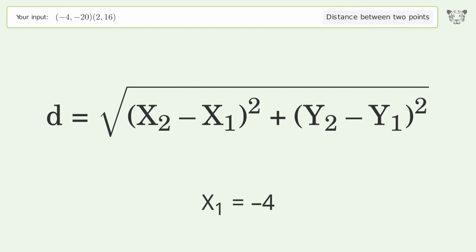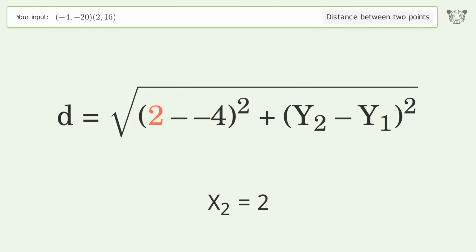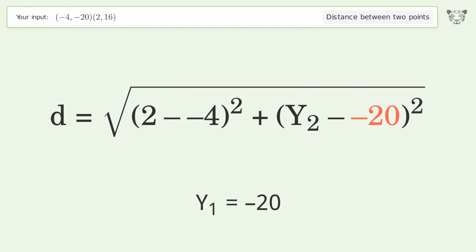x1 equals -4. x2 equals 2. y1 equals -20. y2 equals 16.